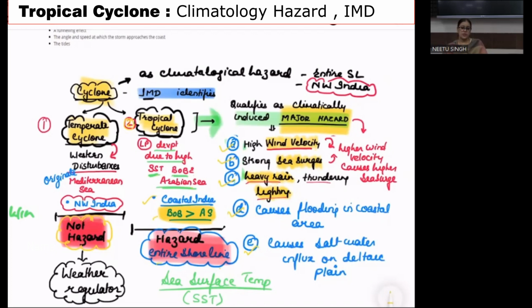अब ये wind velocity वाला factor के बारे में भी बात कर रहे हैं. Wind velocity, when it makes a land surge, it causes sea water surf, leading to coastal flooding. Heavy rain, thundering, lightning are the other climatic hazards that are correlated. This low pressure developed during high sea surface temperature, that is autumn, is more significantly correlated with the Bay of Bengal compared to the Arabian Sea.